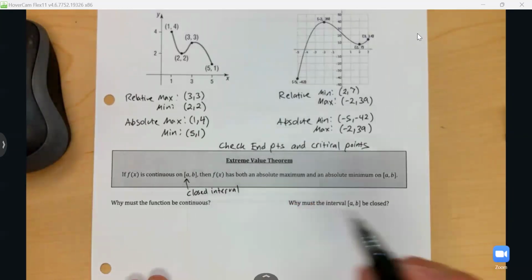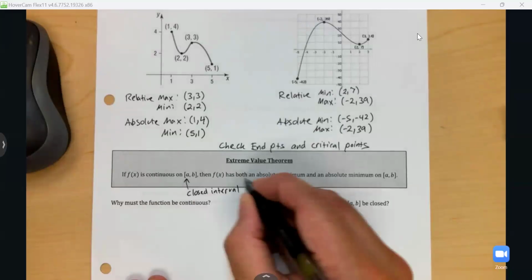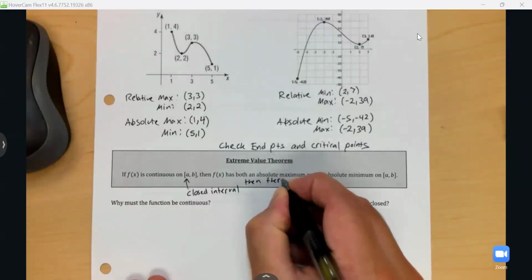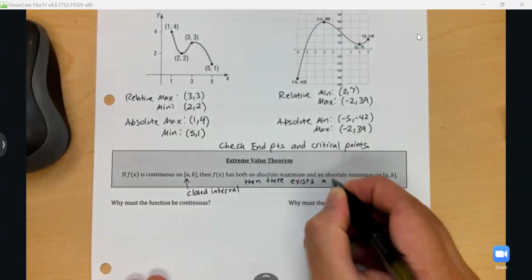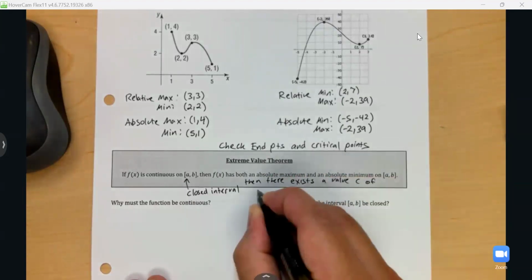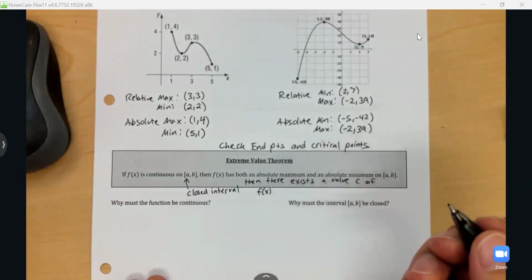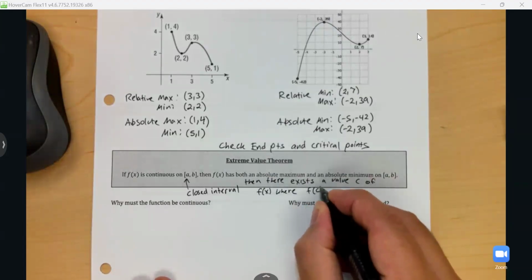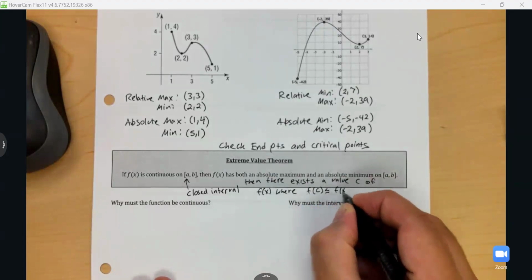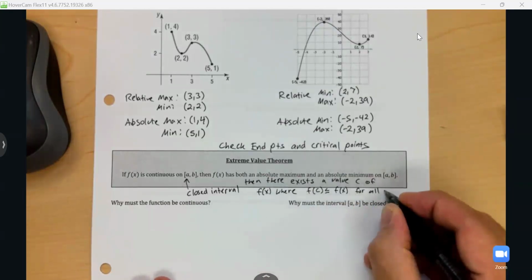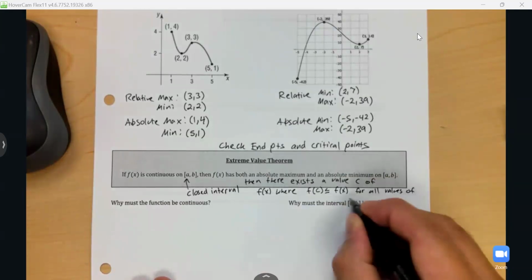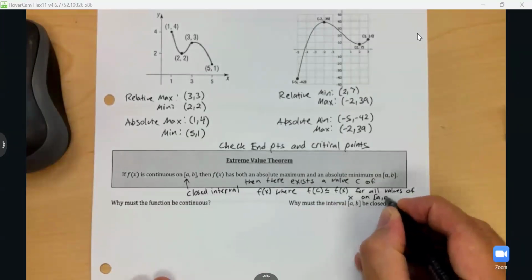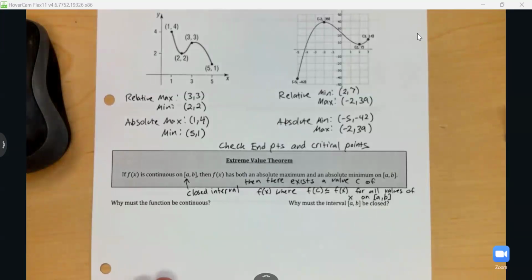So after f of x, you'd say then there exists a value c on f of x where f of c is less than or equal to f of x for all values x on a to b. Okay, so that would be my technical definition of using the extreme value theorem to show why there must be an absolute minimum on f of x.